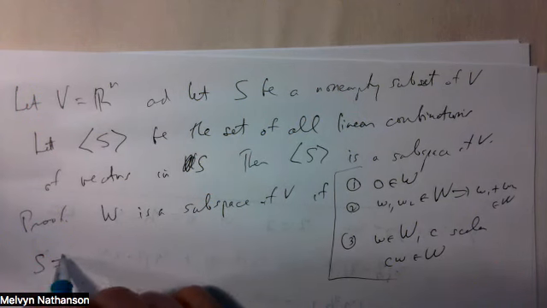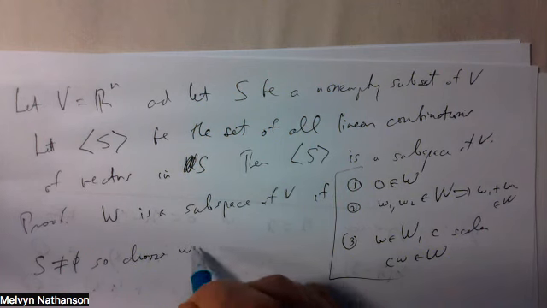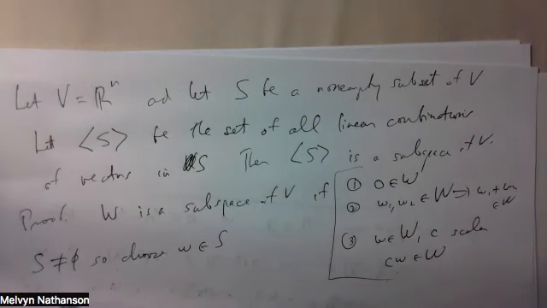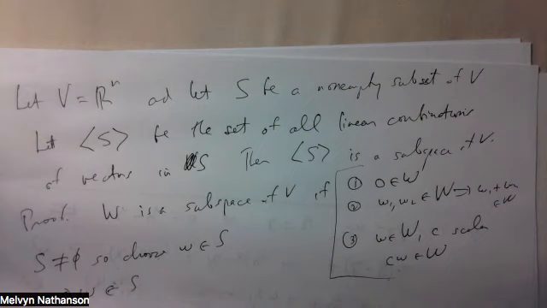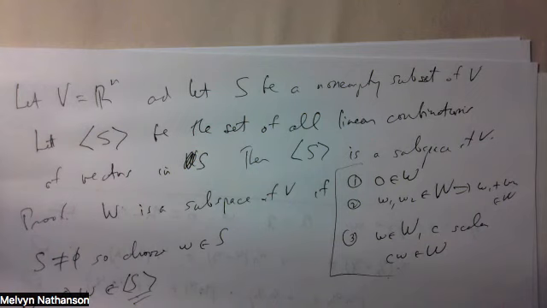So S is not empty, so we can choose any vector w in S. There is some vector in S. So the scalar 0 times the vector w is in the set. But any vector multiplied by 0 is the 0 vector. So the 0 vector is in the set of linear combinations of vectors in S. One vector, one scalar, that's a linear combination. So this set contains the 0 vector.